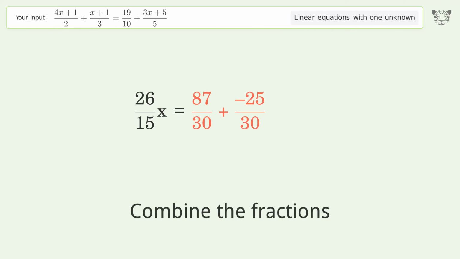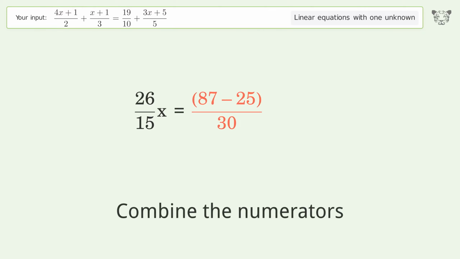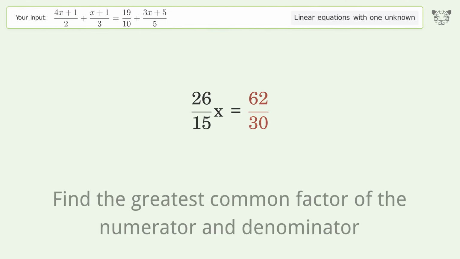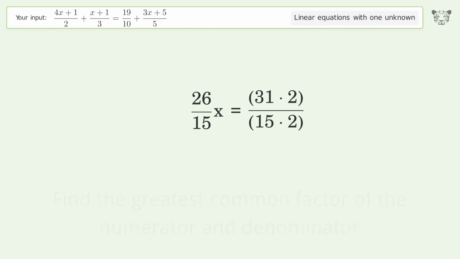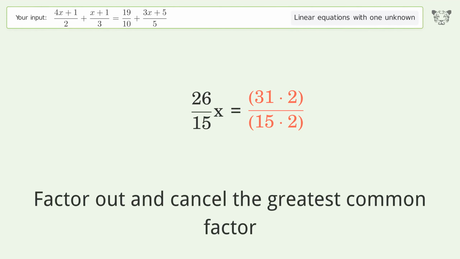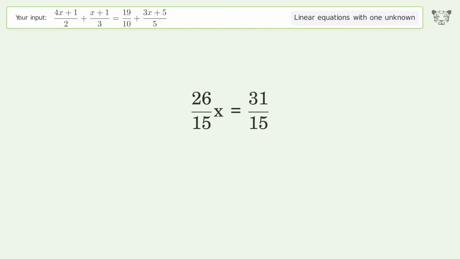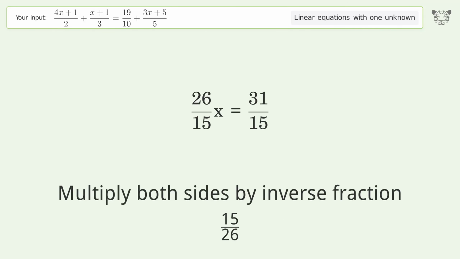Combine the fractions. Combine the numerators. Find the greatest common factor of the numerator and denominator. Factor out and cancel the greatest common factor. Isolate the m. Multiply both sides by inverse fraction 15/26.